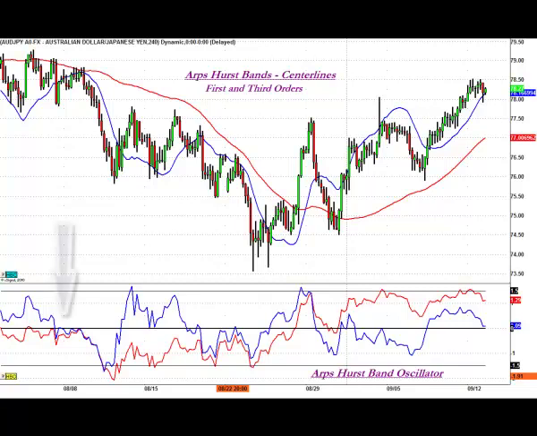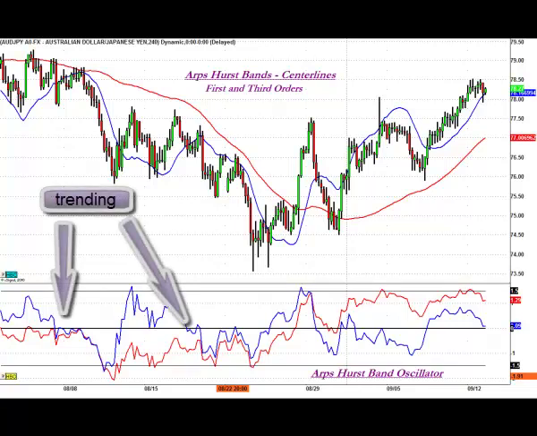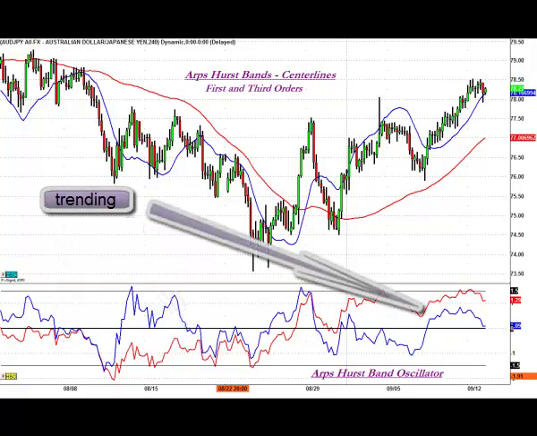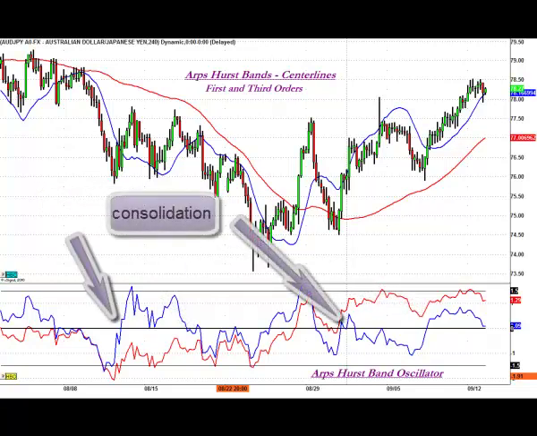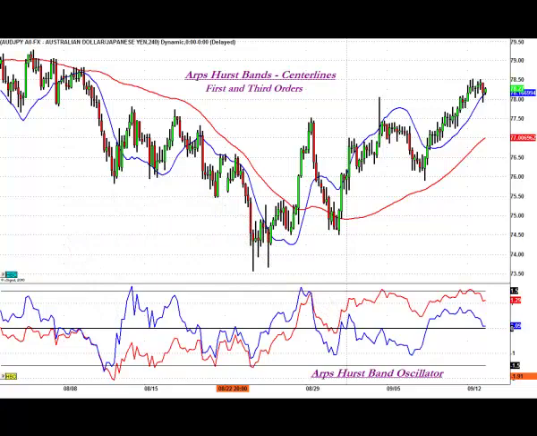Notice that when both lines are above or below the zero center line, the price is usually trending, as is also the case when the two lines are moving close together in parallel harmony. When the two lines diverge apart and onto opposite sides of the zero line, the price generally shows a consolidating or choppy tendency.